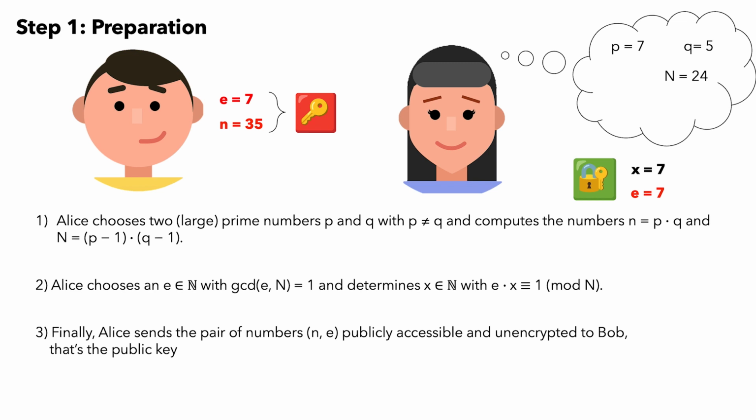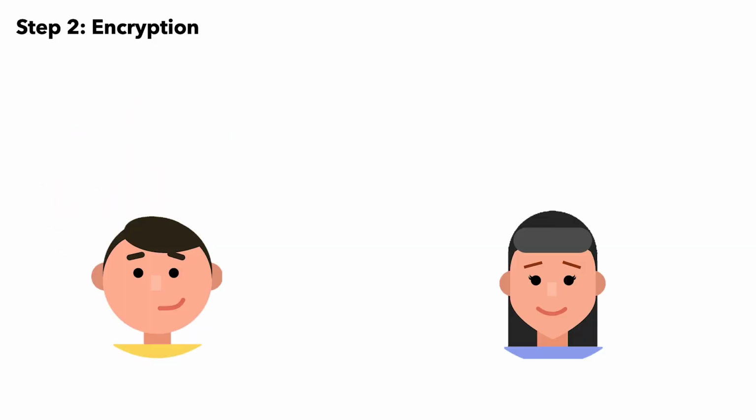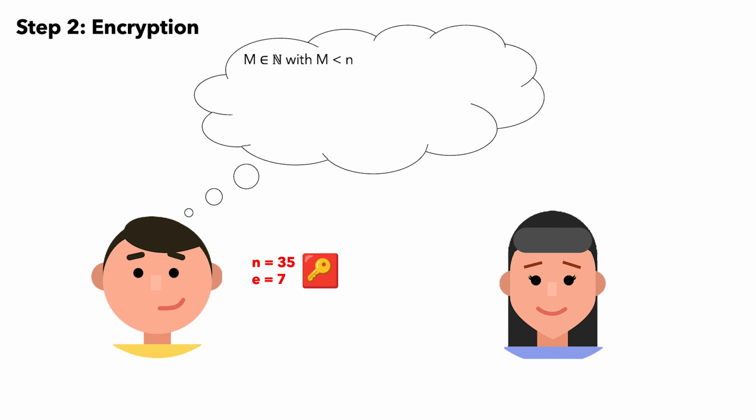In the next step, it's Bob's turn to encrypt his message. Therefore, he uses the public key Alice has sent to him. First, he chooses a number. This number represents the message and can be a letter from the alphabet. The number must meet with 2 criteria. Firstly, it has to be a natural number, and secondly, the number must be smaller than lowercase n. Bob chooses the number 2 as his message, which meets with both criteria.